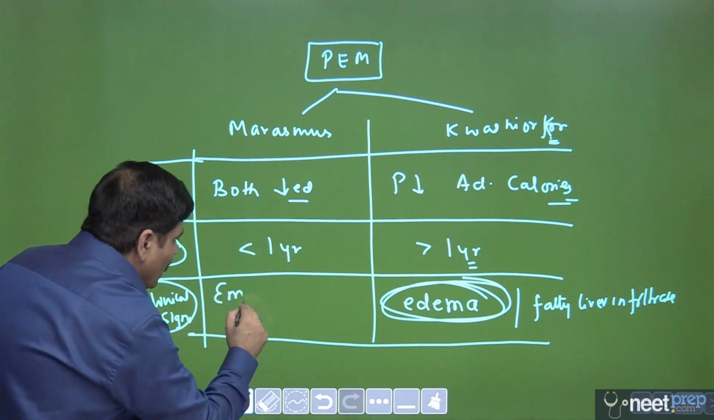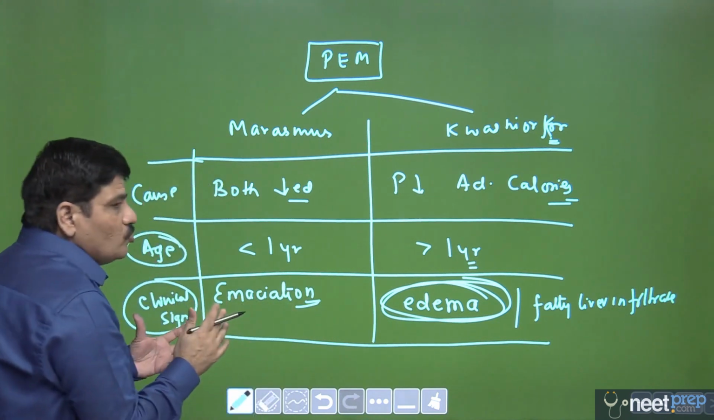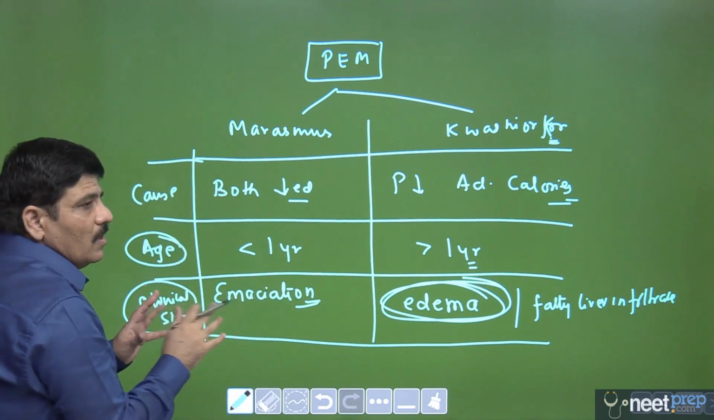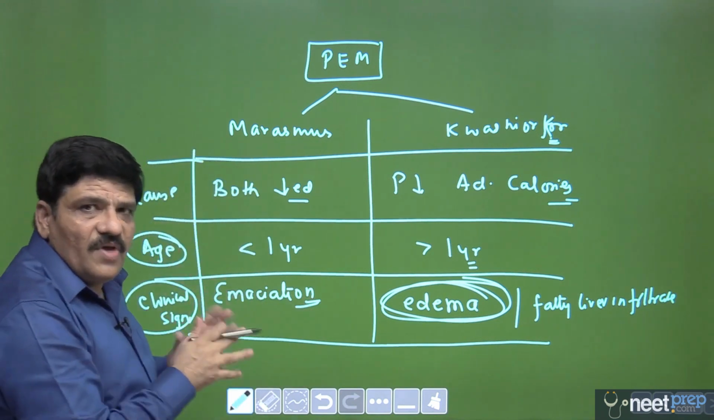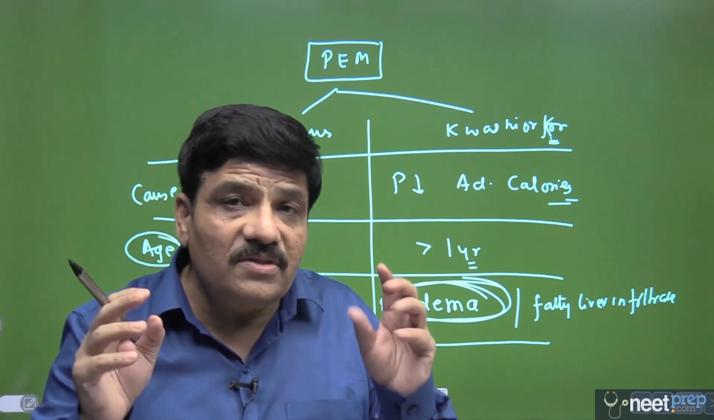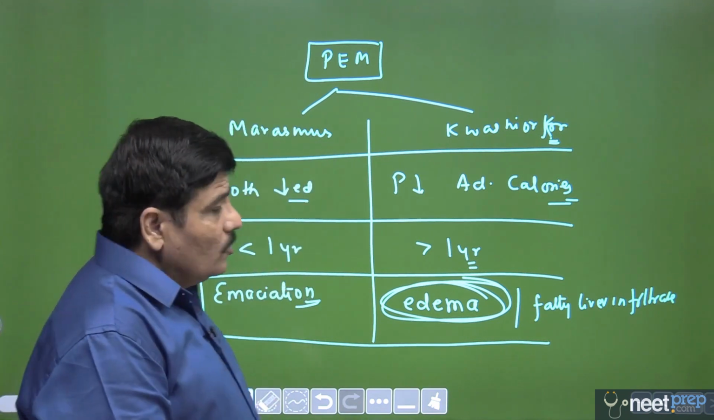Here you would see a significant and a severe emaciation. So much so that even the subcutaneous fat is gone. Muscle wasting is seen in both. But there is severe emaciation. Severe emaciation in marasmus. This is where the 3 points where they can actually ask you a question from.